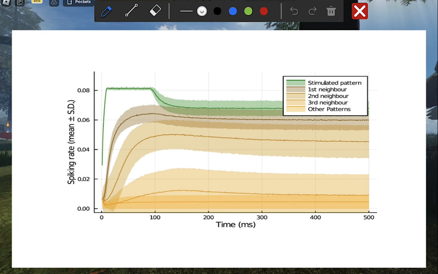You can see it is stable at this point, with the green activity being highest, and that dark line is the mean, and the shaded region is the standard deviation of all the neurons in that particular assembly. In this case, we're actually looking at a memory system which is like a circle. So we've stimulated one here, and then we're looking at the first neighbor and the second neighbor and the third neighbor, and we can see their activities here, which are getting lower.